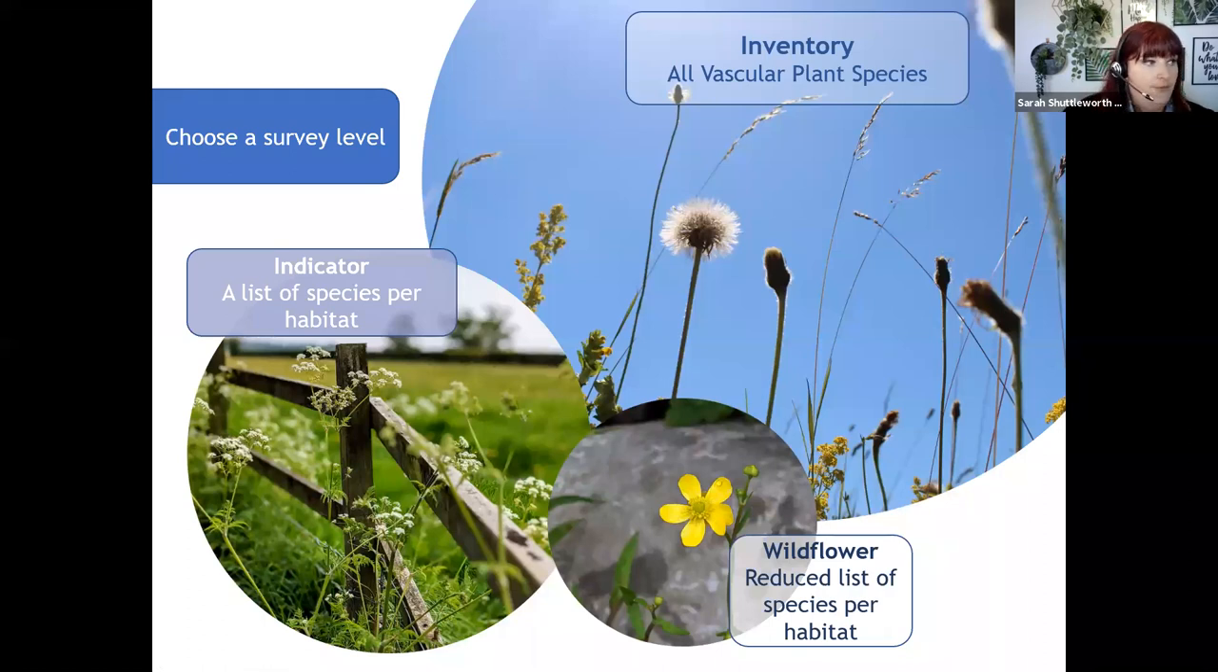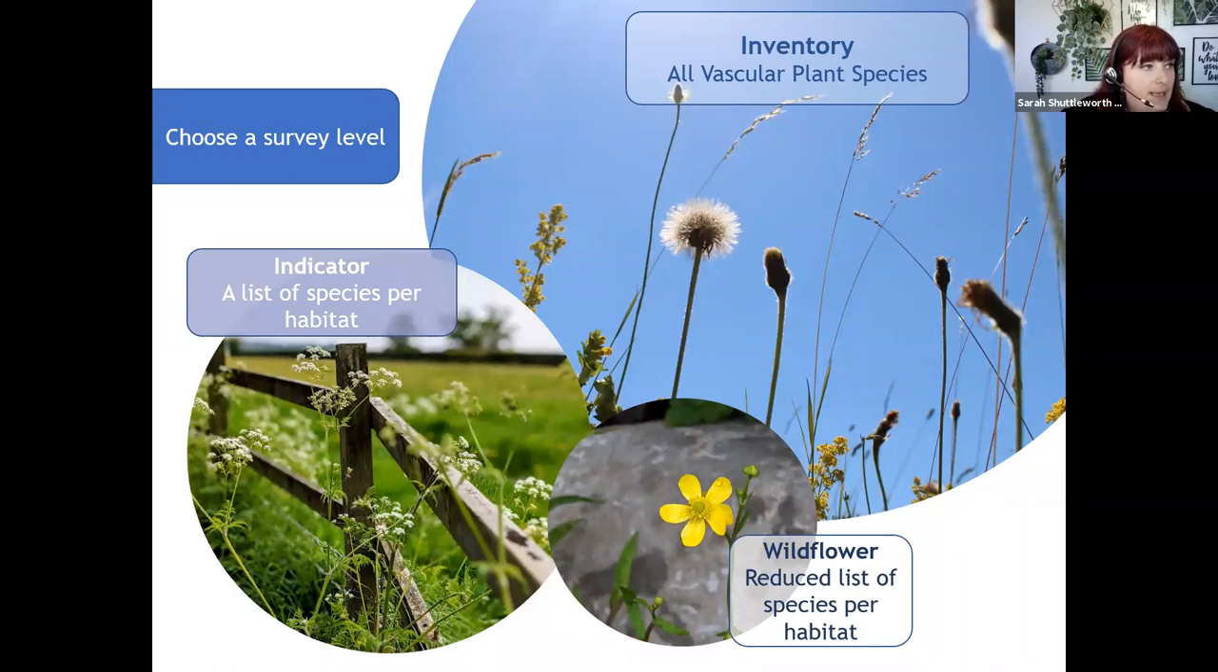So wildflower level, which means that there are, I think it's in total 212 easily, I mean, that's slightly subjective, identifiable species divided into lists applicable for the habitats, about 10 to 15 species per habitat, say.